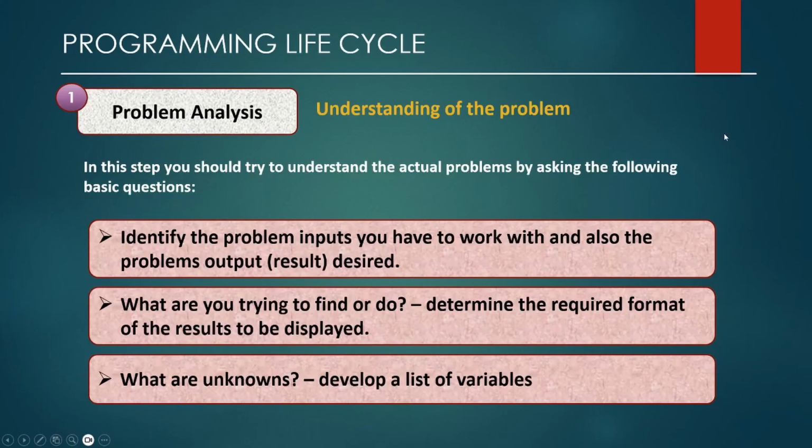In this problem analysis, we need to understand the problem. In this step, you should try to understand the actual problem by asking the following questions, such as: identify the problem input you have to work with, the problem output and what we desire for our outputs. What are you trying to find, or what do you want to do with the said inputs? Determine the required format of the results to be displayed. And what are the unknowns?